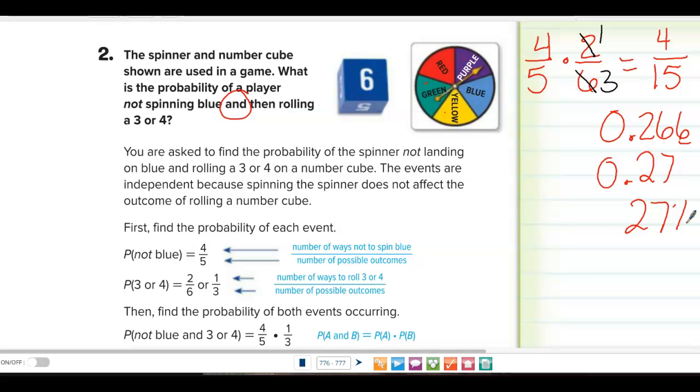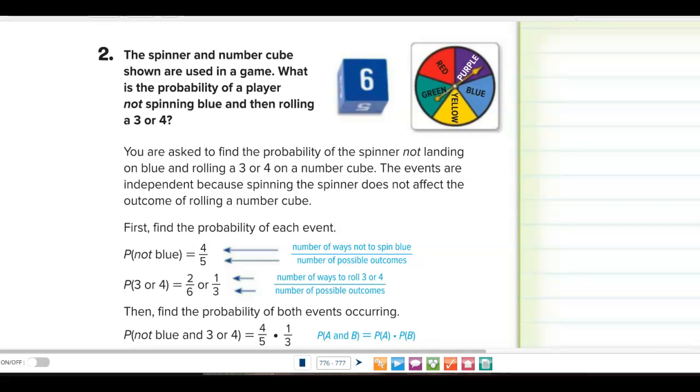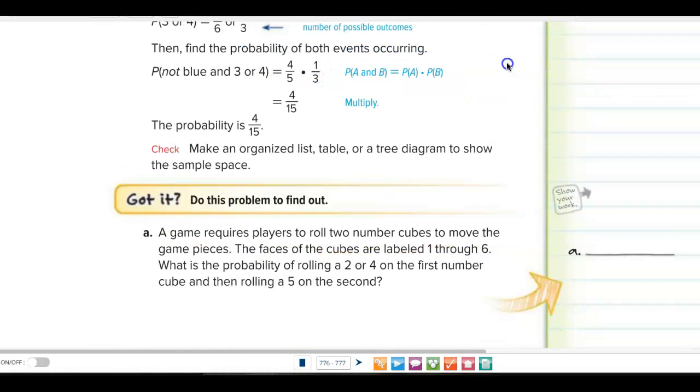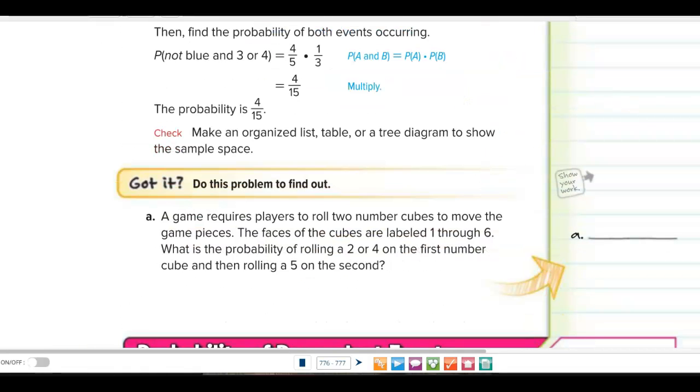Got it. I'm going to read it to you so that we understand. It says a game requires players to roll 2 number cubes, so 2 dice, to move the game pieces. The faces are labeled 1 through 6 like a dice. What is the probability of rolling a 2 or 4 on the first cube and then rolling a 5 on the second? Okay, so the order does kind of matter. So on the first probability, they want 2 or 4. On the second probability, they want 5 only. Okay, try that on your own. Check with your elbow partner when you're done.